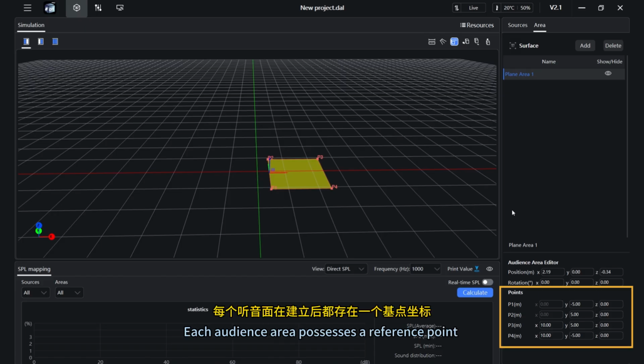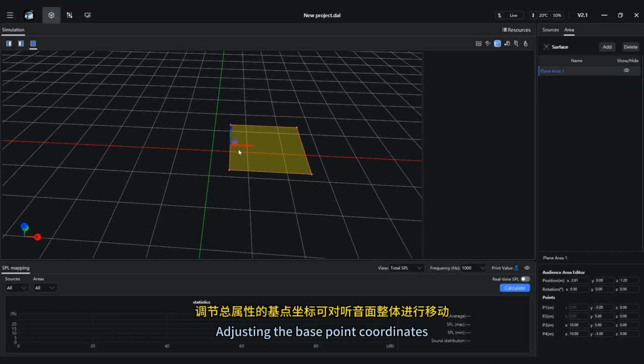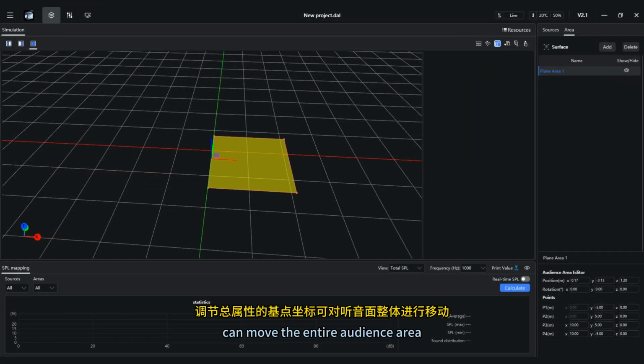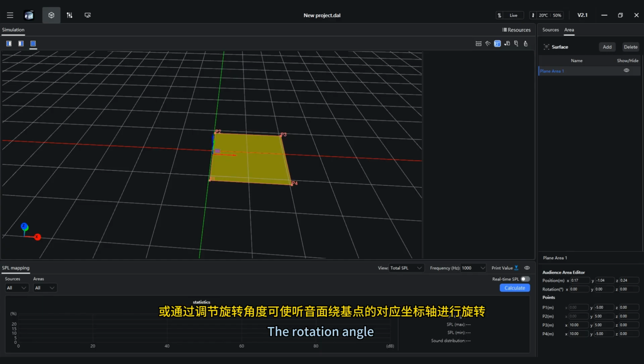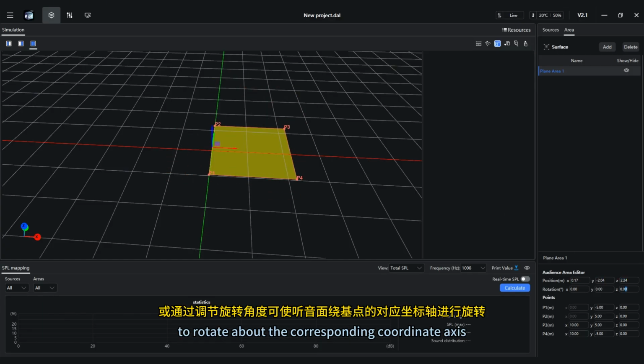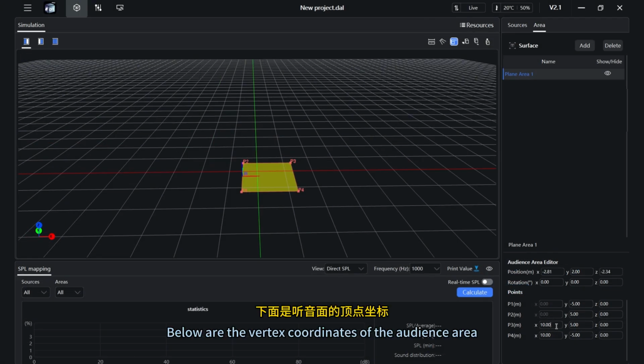Each audience area possesses a reference point coordinate upon establishment. Adjusting the base point coordinates can move the entire audience area. The rotation angle may also be adjusted to enable the audience area to rotate about the corresponding coordinate axis of the base point. Below are the vertex coordinates of the audience area.